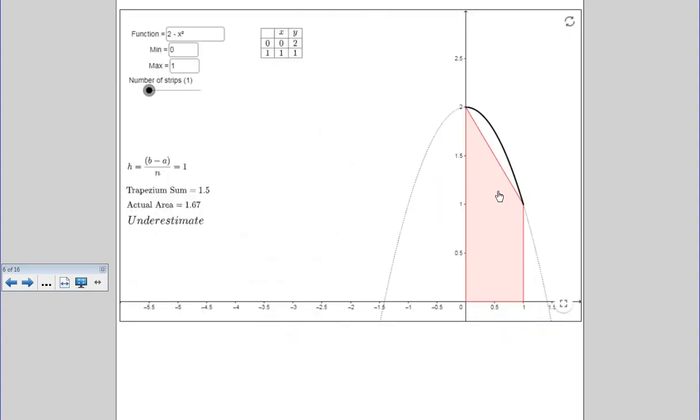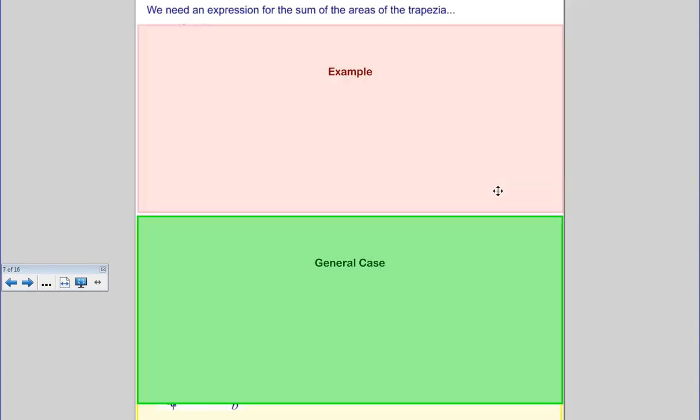We're going to explore whether we get an underestimate or overestimate next time. With rectangles we could tell straight away. With trapezia we need to be a bit more careful. So we need to find an expression now that's going to give us an estimate for our integral.